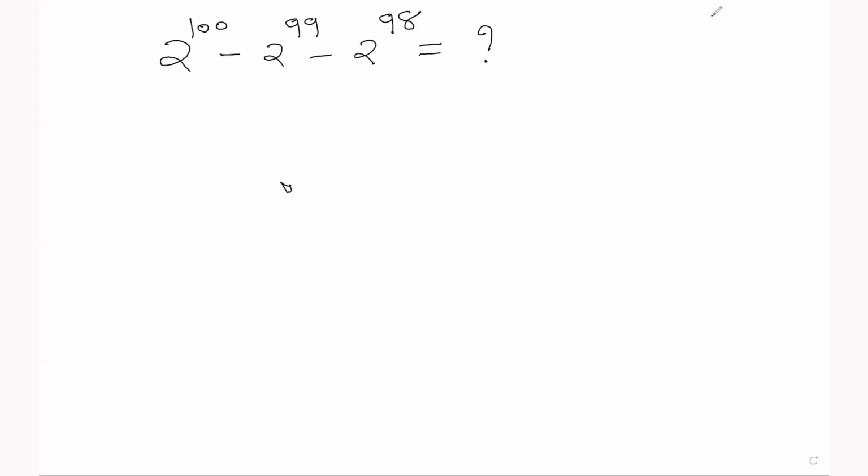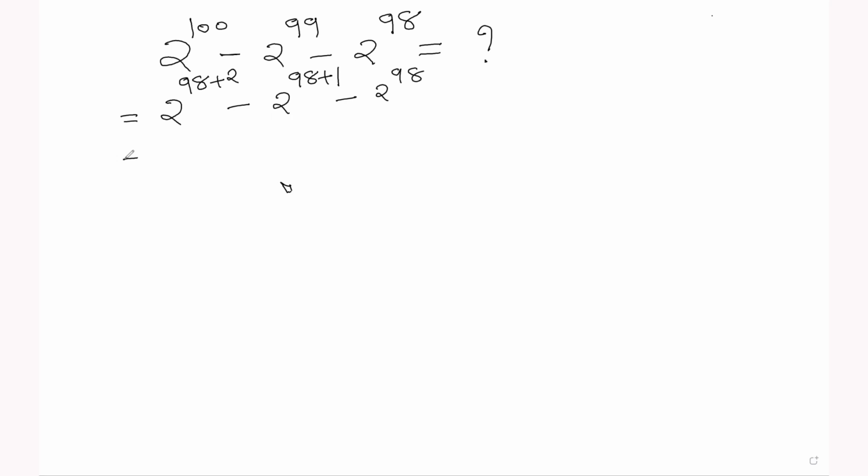Friends, in this video, we will try to find out what is the value of 2 power 100 minus 2 power 99 minus 2 power 98. At first, I would like to write down 100 as 98 plus 2, and write down 99 as 98 plus 1, and 2 power 98 the same.